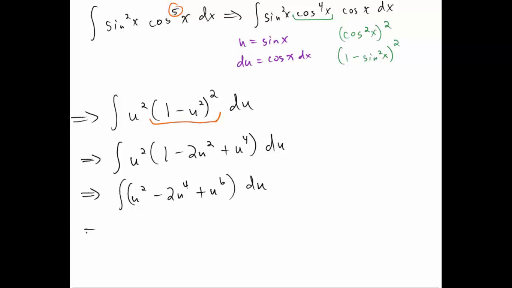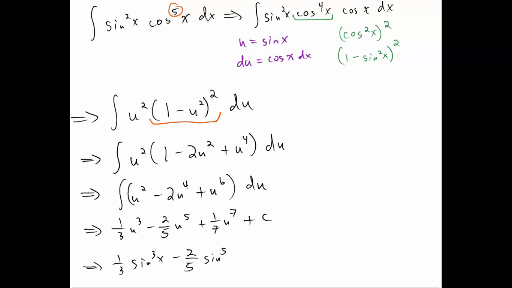And so now integrating, just using the general power rule for integrals here, we'd have 1/3 u cubed minus 2/5 u to the fifth plus 1/7 u to the seventh plus a constant from the integration. And now substituting back in terms of x, 1/3 sine cubed x minus 2/5 sine fifth x plus 1/7 sine seventh x plus a constant.